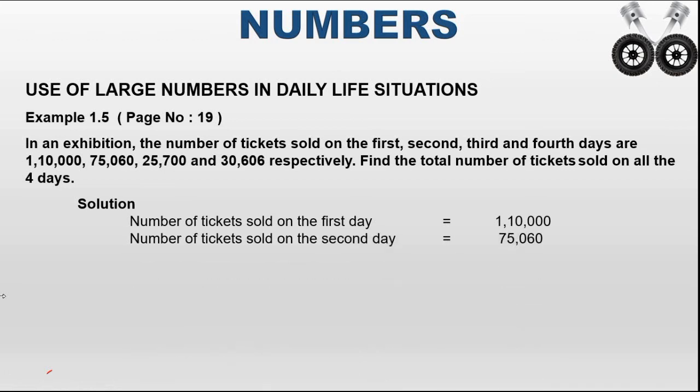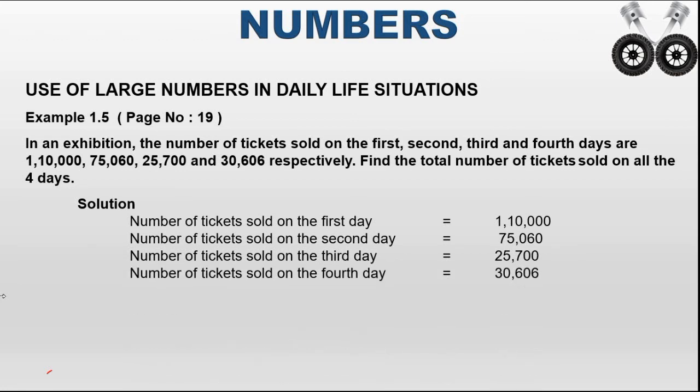The number of tickets sold on the first day is 1,10,000. The number sold on the second day is 75,060. The number sold on the third day is 25,700, and the number sold on the fourth day is 30,606. What are they asking you to find? The number of tickets sold on all 4 days. So you have to find the sum of the tickets sold on the first, second, third and fourth days. That means we have to add.